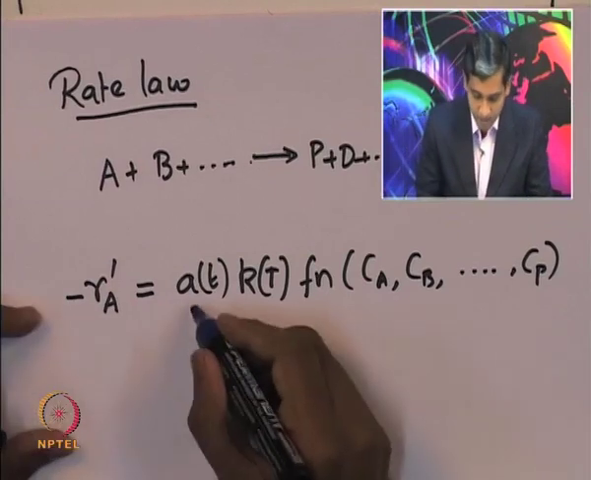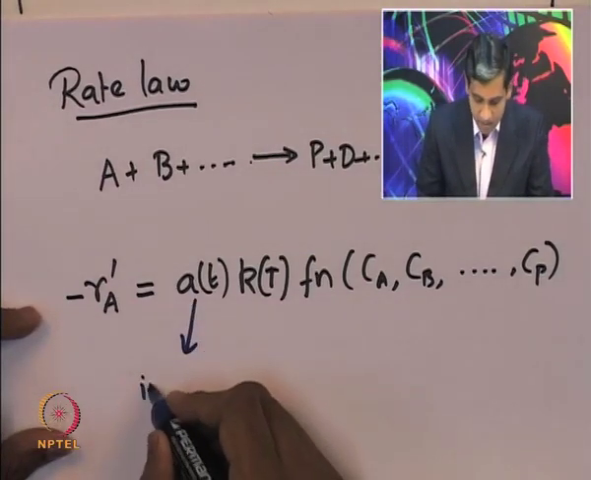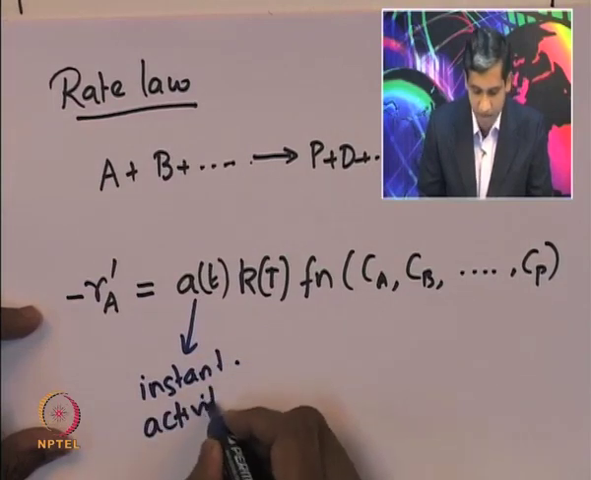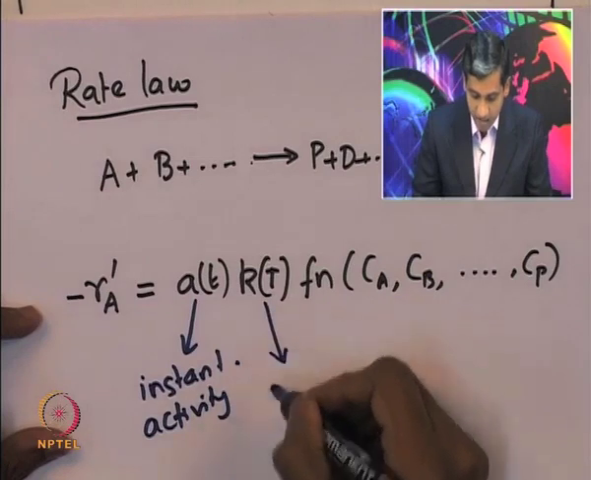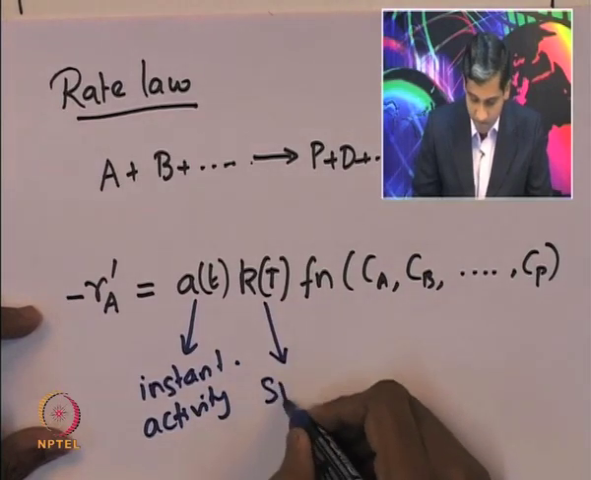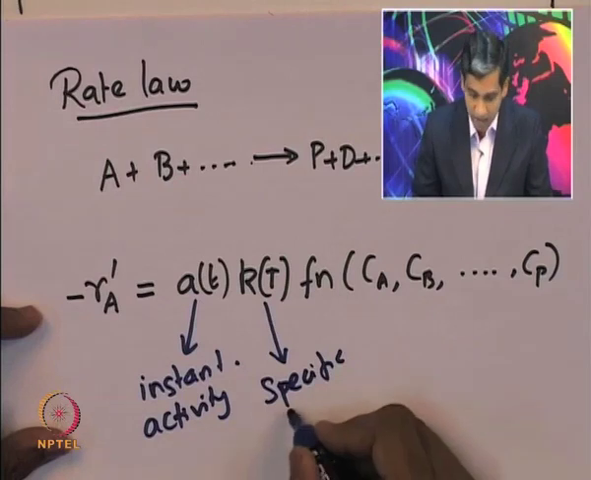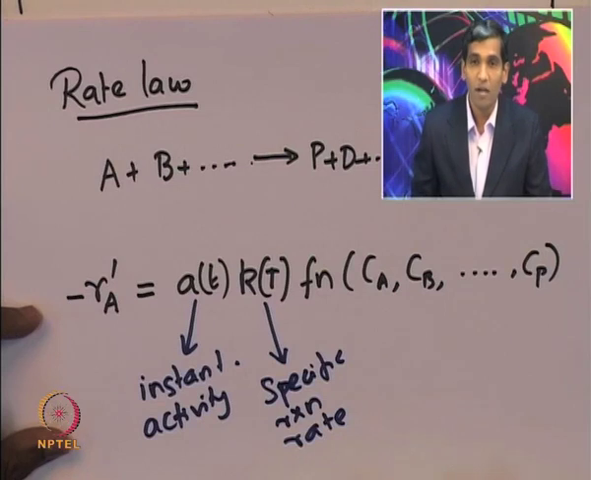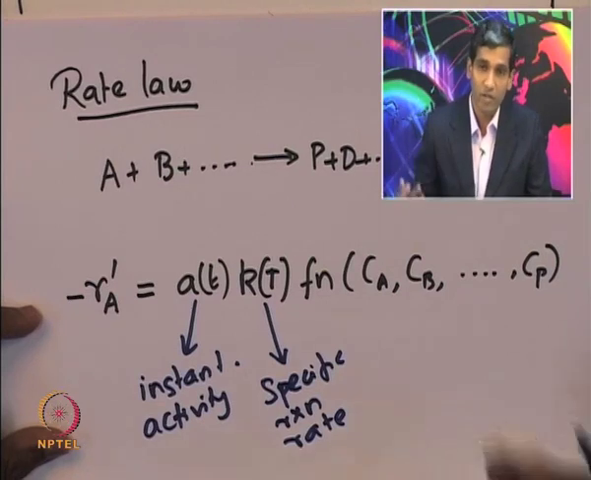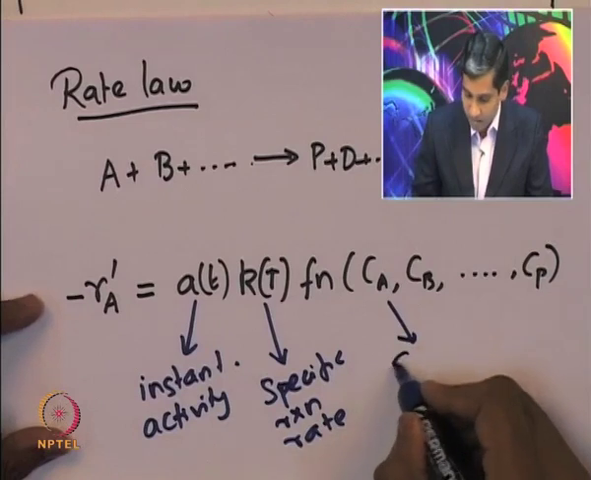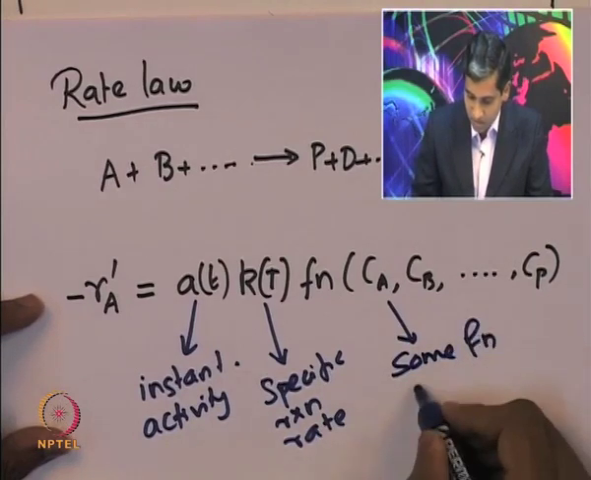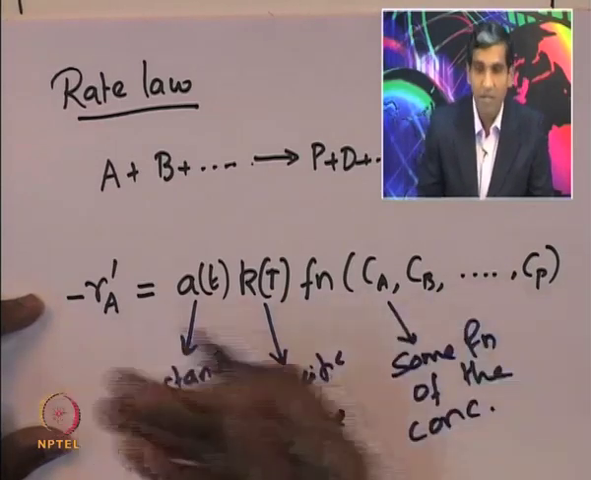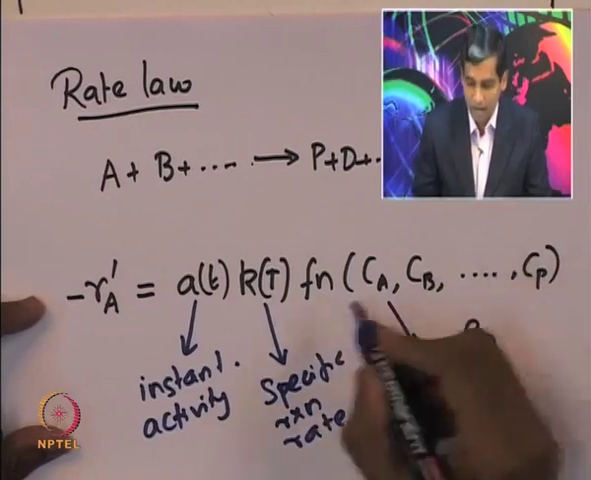A of t is the instantaneous activity of the catalyst, k of T is the specific reaction rate, and it is a function of temperature. So, as you increase the temperature, the specific reaction rate increases, and this is some function of the concentration of species, how it affects the reaction rate law, and that is what is captured by this function f(C).